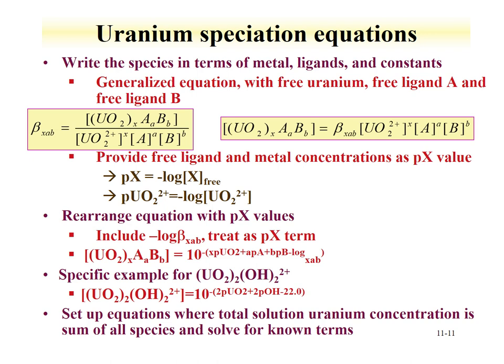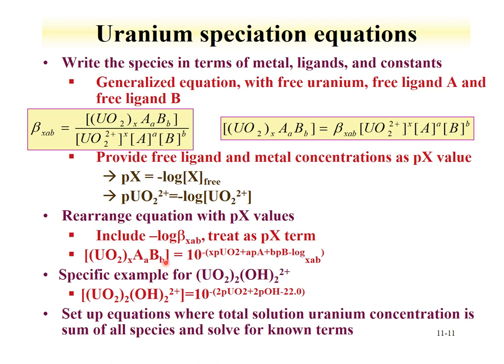An easy way to evaluate these terms is to write the free ligand and free metal concentrations as pX values. pX, like pH, is just equal to minus the log of the free concentration. So for instance, p uranyl, UO2 2+, is just equal to minus the log of the UO2 2+ concentration. I can rearrange this equation so that I can put these pX values in along with the complexation constant to calculate the species of interest. I need to include the negative of the log of the complexation constant since I'm talking about pX terms, so I just treat this as a minus the log term.